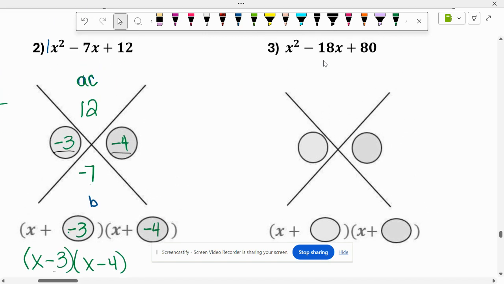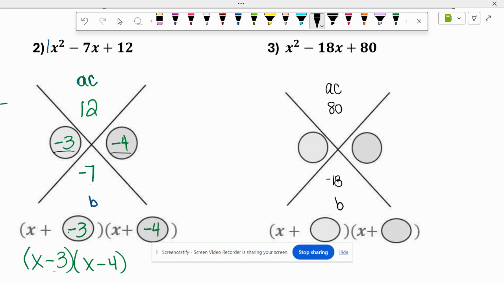So this one is the trinomial x squared minus 18x plus 80. What is A times C? You have to do the A times C every single time. You have to know it. A is the first term, C is the last term. The first term is a 1. We just don't write it. So 1 times 80 is what? 80. What is the value of B?